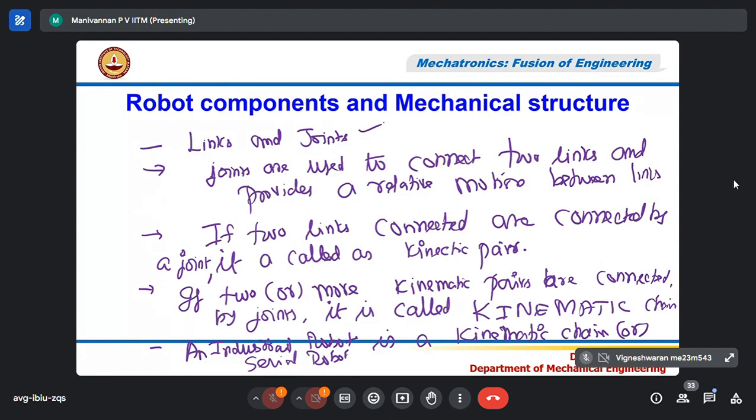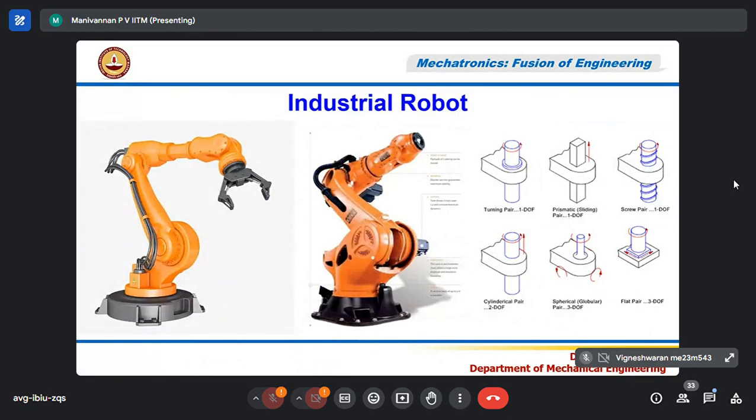So it is made of rigid parts, links and joints. Joints are used to connect the links and form the kinematic pair. And kinematic pairs are connected by a kinematic chain, nothing but a serial robot. So this is what you are forming, a mechanical structure, by using joints and links.